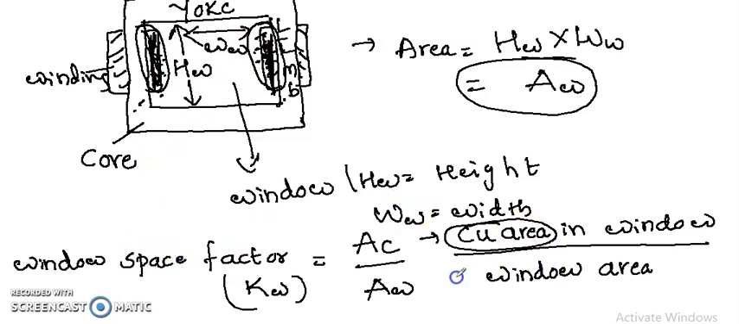Remember this: window space factor is nothing but the ratio of copper area in the window to window area. It is about the window space factor.